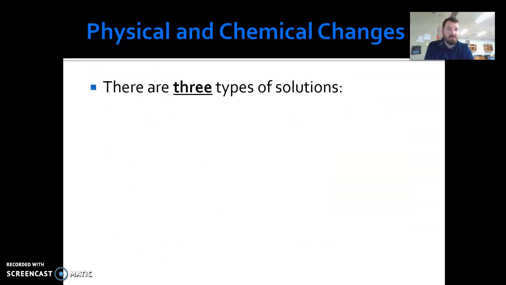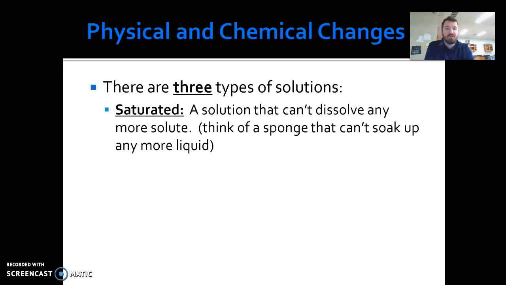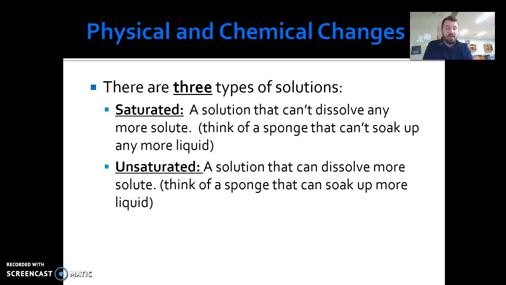We will be talking about three different types of solutions in this unit. The first one is a saturated solution, and this is a solution that can't dissolve any more solute. A great example of this would be to think of a sponge. Typically you might see the big square yellow sponges that we have in Chem Lab, and it can absorb water. But eventually, once that sponge absorbs enough water, it's not going to absorb any more, and it will just let water flow through it. So that's what we're going to think of as saturated. Once it has filled up as much as it can, or dissolved as much as it can, then it is saturated.